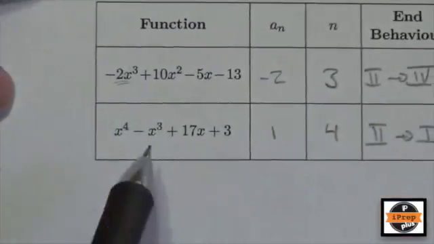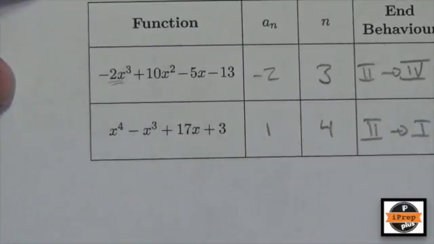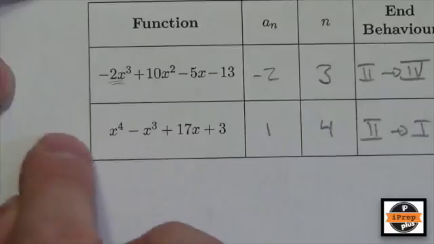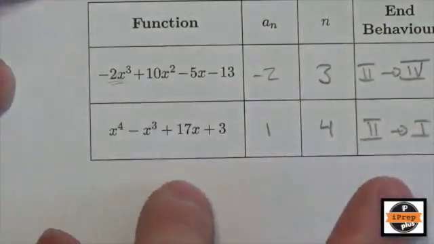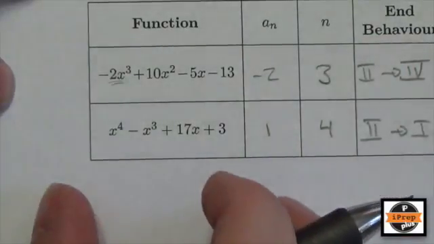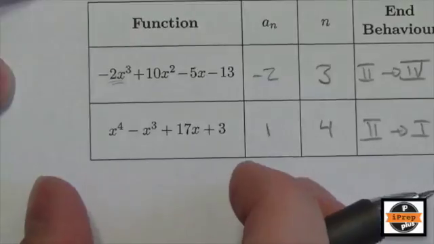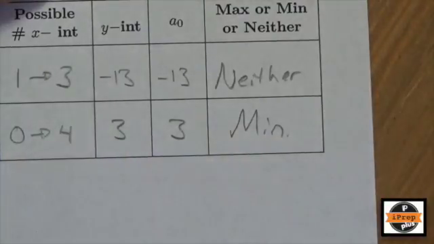The second one, though, is a positive even function. Sorry, it's got a positive leading coefficient with an even degree. It's going to open up, which means at some point along the graph, it's going to have a lowest y-coordinate. There's going to be a point that's the absolute minimum for this particular graph. So this one's actually going to have a min.